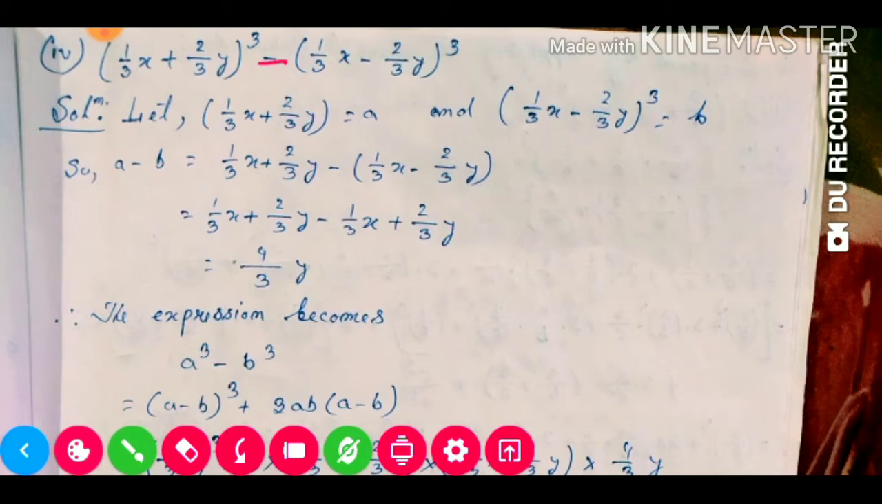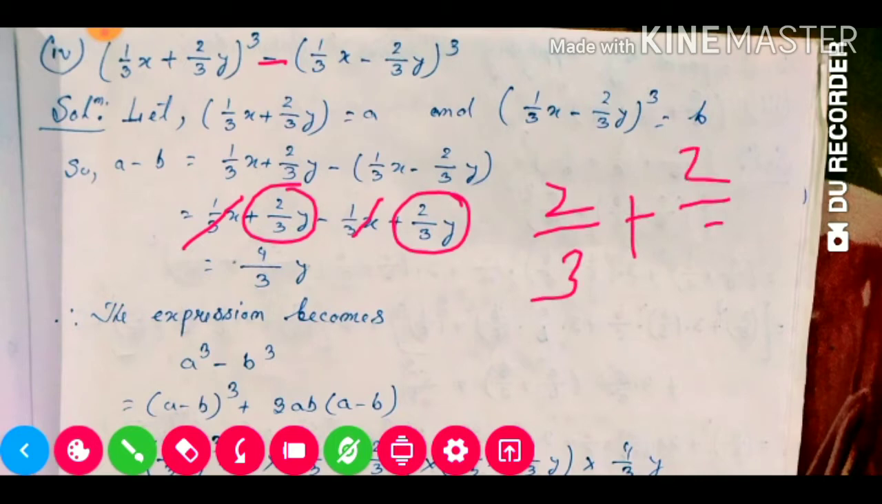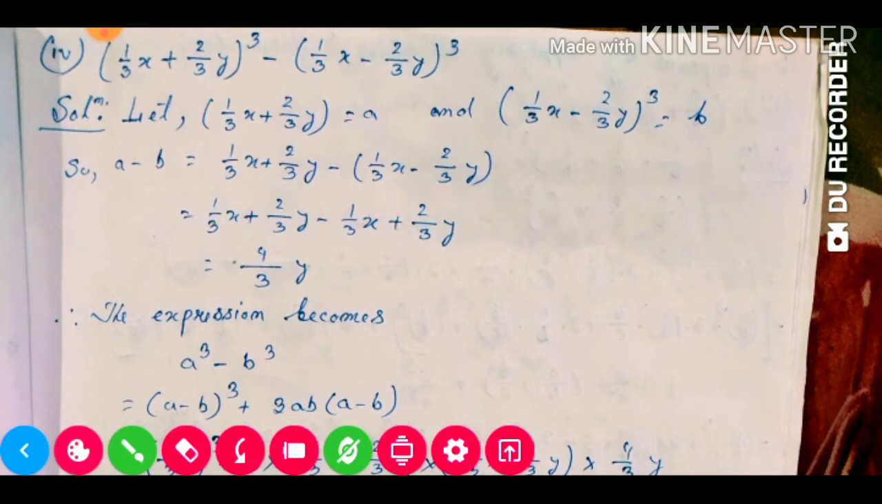So if we do A minus B, see, this one is positive, this one is negative, same thing, so it will be cancelled and these 2 will add. So 2 by 3 plus 2 by 3, the LCM is 3 only because the denominator is the same. So 2 plus 2, that means 4 by 3, and y there. So 4 by 3 y.